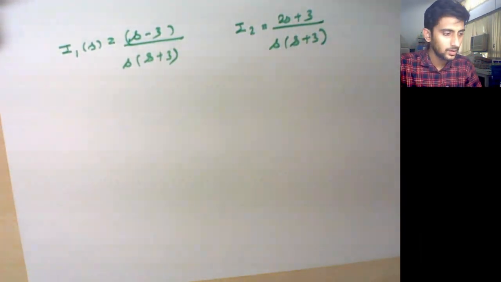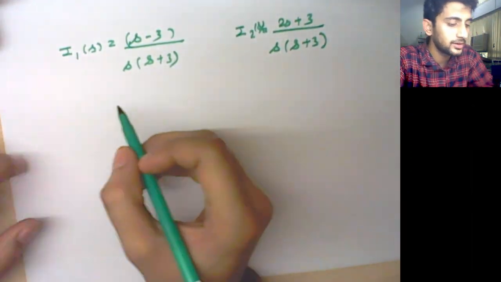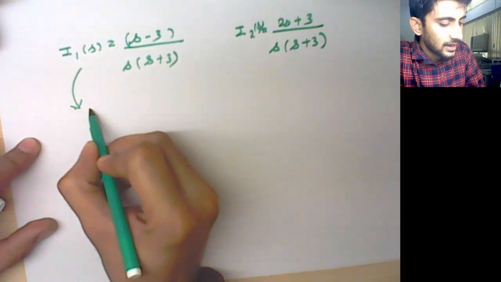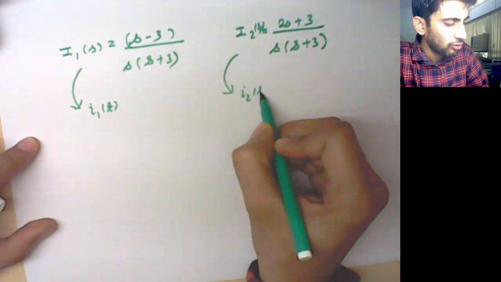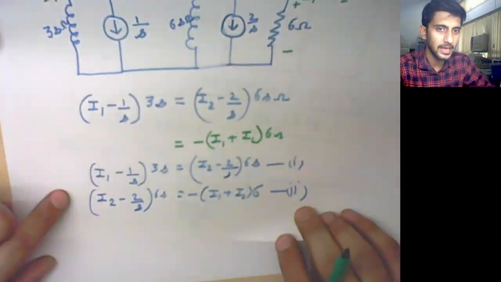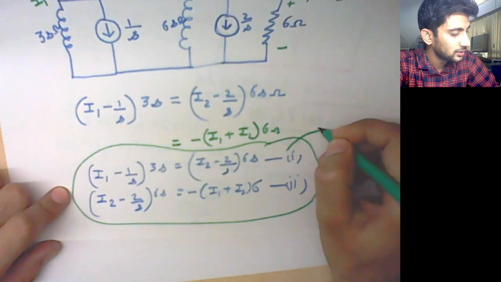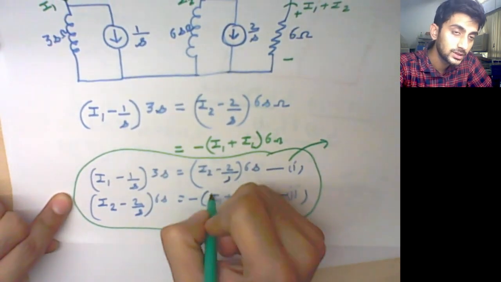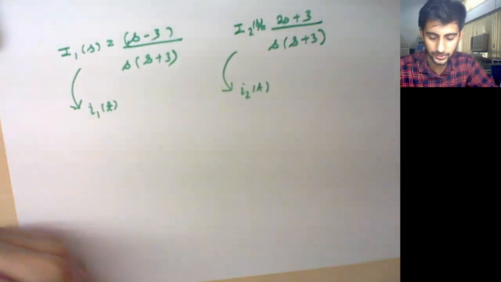So you have now got I1 in S and I2 in S, and you just have to convert it using inverse Laplace transform to find what I1 of t and I2 of t are. That's it. So the step from which you would solve for I1 and I2 using these two equations, you would reach this point that I1 is equal to this particular thing, I2 is equal to this particular thing.